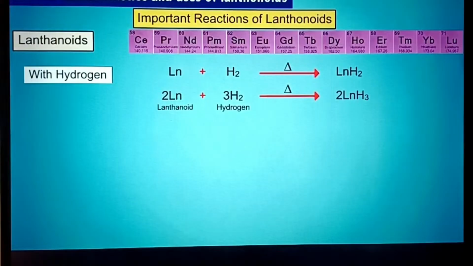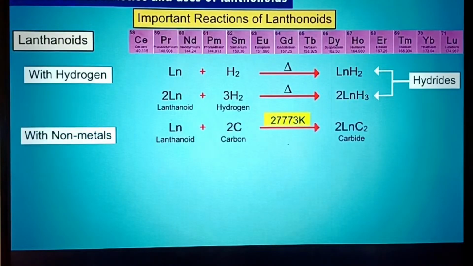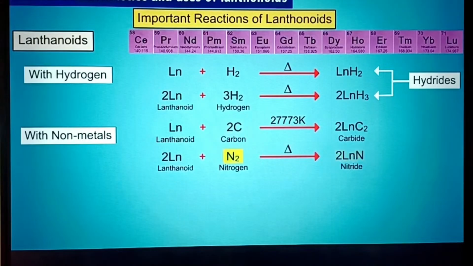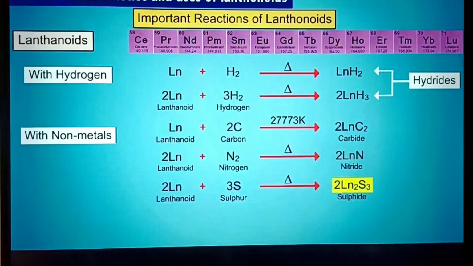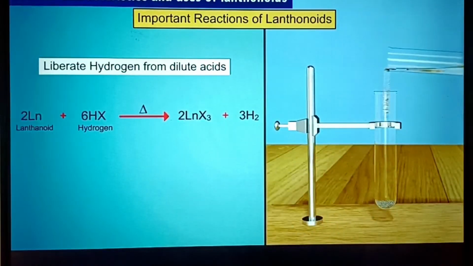These metals combine with hydrogen when heated gently in the gas and form hydrides of the type LnH2 and LnH3. On being heated, these elements combine directly with nonmetals and form carbides with carbon, nitrides with nitrogen, sulfides with sulfur, and halides with halogens. They liberate hydrogen from dilute acids.